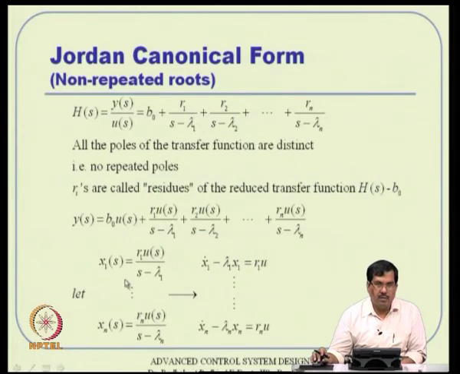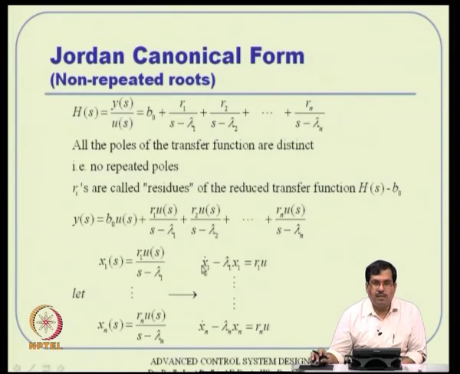So, similar thing I can do for all these, and all this will pop up as first order differential equations. This is x 1 dot minus lambda 1 x 1 is equal to R 1 u, next one will be x 2 dot minus lambda 2 x 2 equal to R 2 u, similar thing will go on to x n dot minus lambda n into x n is equal to R n u. Okay. I hope this is clear.